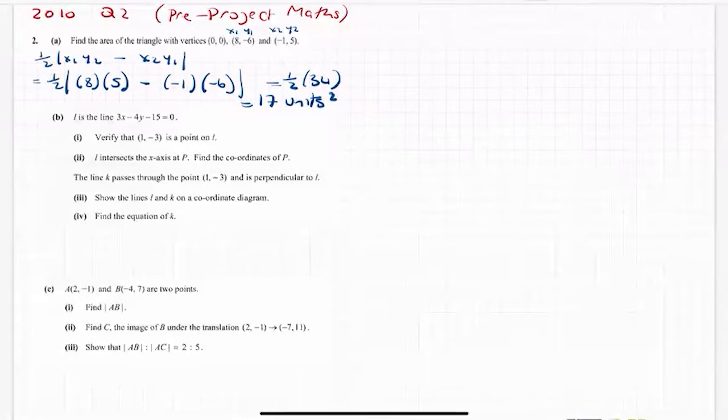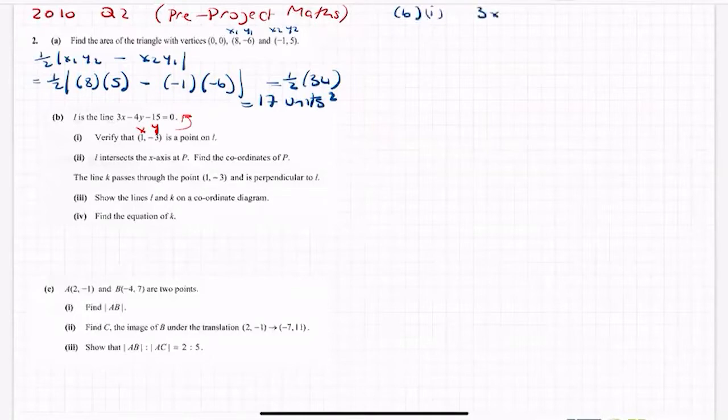So part B, L is the line 3x minus 4y minus 15 is equal to 0. Verify that 1, minus 3 is a point on the line. Okay. So if this point is on this line, then we say the point satisfies the line. Okay, so I would label the point x and y. I don't really need the ones in this case because I don't have 2 points. So it's just x and y. And you sub them in here, I'll do it up here. So this is B part 1.